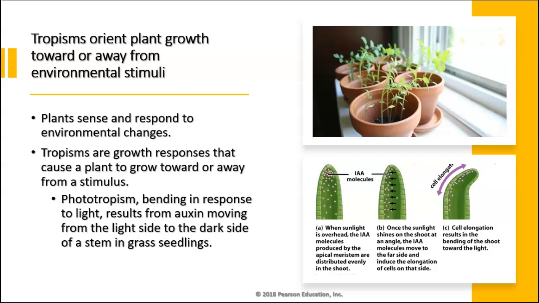You probably have seen plants that are left in place for a while that tend to grow at an angle, like the ones you see up here, toward the light. If they remain in the same position all the time, they're going to have a tendency to bend toward the light. That's because when the sunlight is on one side, the IAA molecules, the auxins basically, that are produced by the apical meristem move to the shady side and cause cell elongation on the shady side. And when those cells get longer and the cells on the sunny side don't get longer, that causes the stem to bend toward the light. This is called phototropism, okay, bending in response to light.